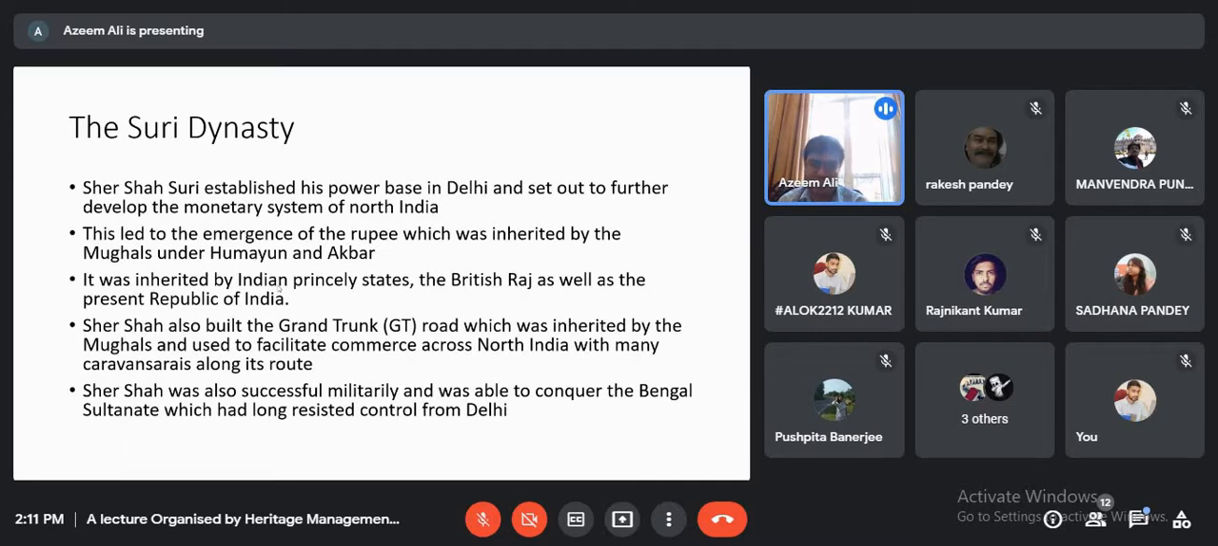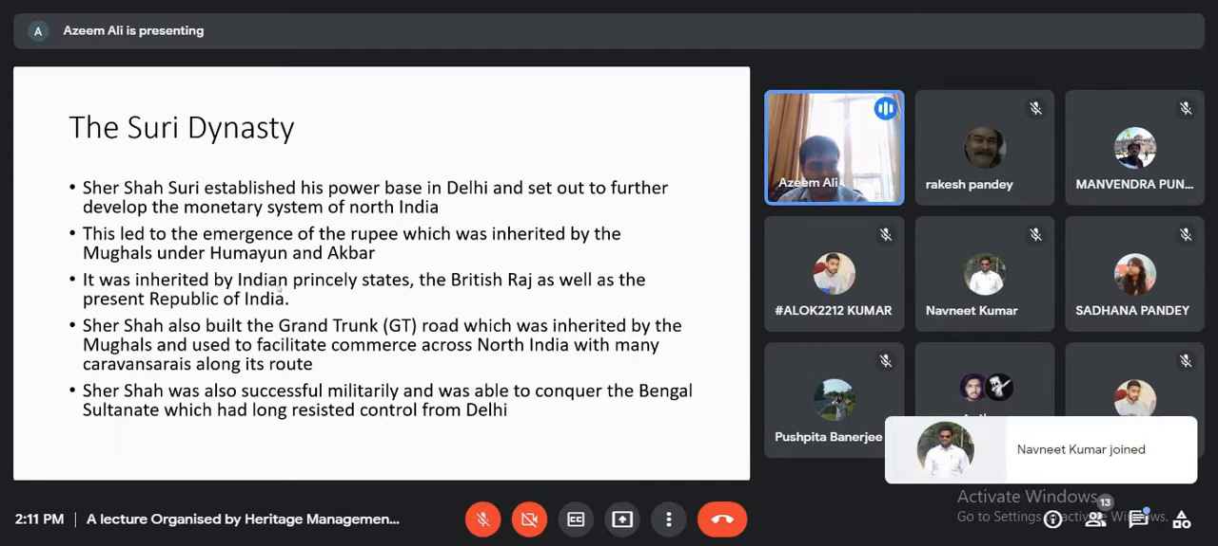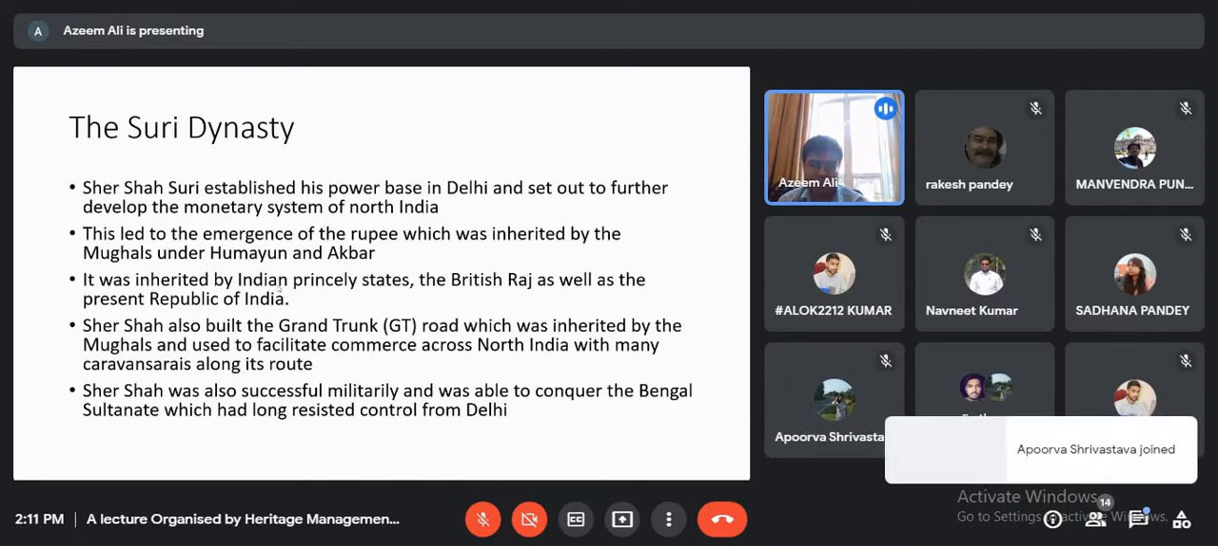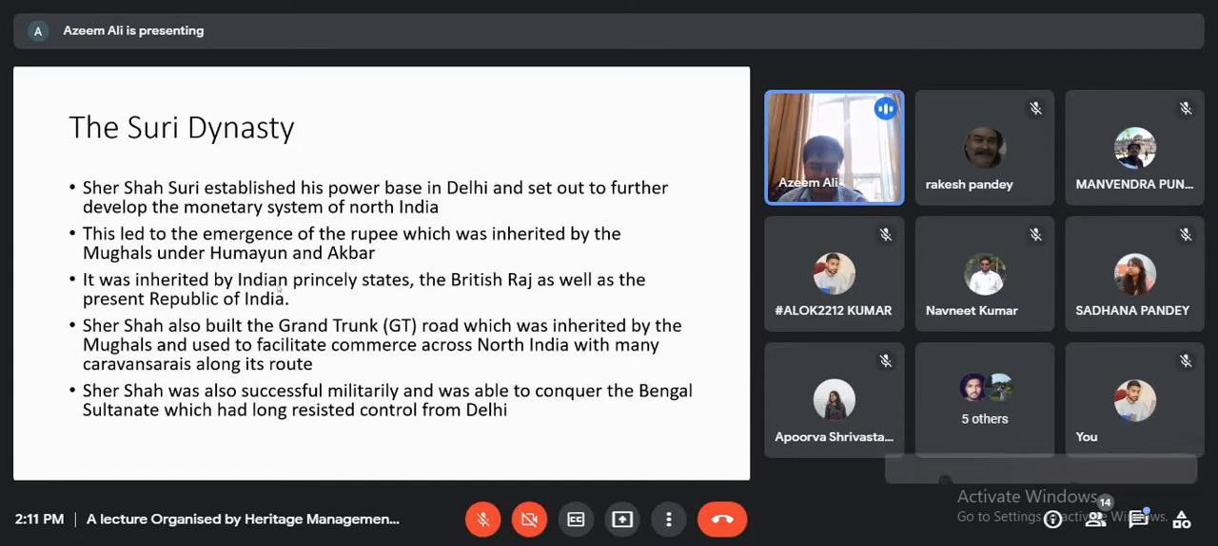And Sher Shah Suri is also remembered for building the Grand Trunk, or GT Road, which was inherited by the Mughals and used to facilitate commerce across North India, with many caravanserais being built along this route for travellers to rest. And Sher Shah Suri was also successful militarily, and was able to conquer the Bengal Sultanate, which had long resisted control from Delhi, going back to the Delhi Sultanate era.